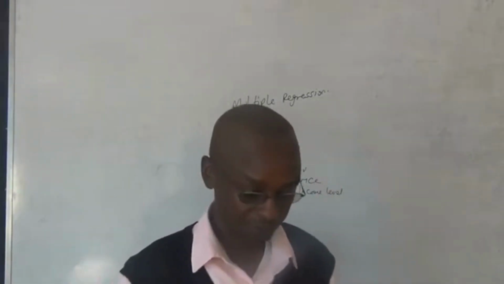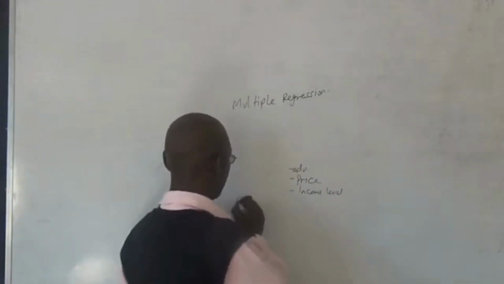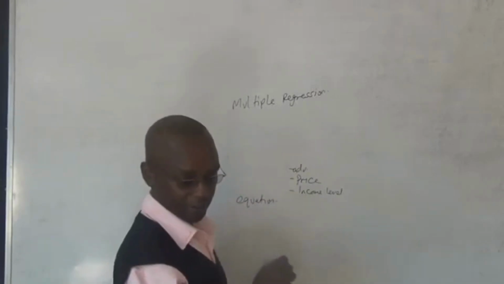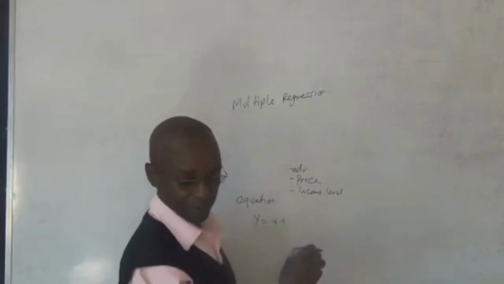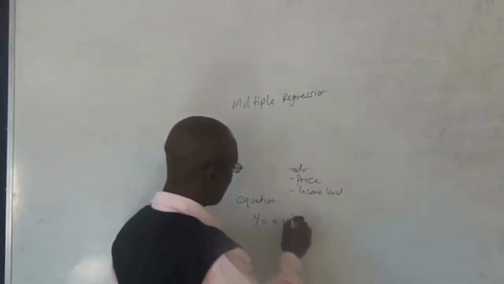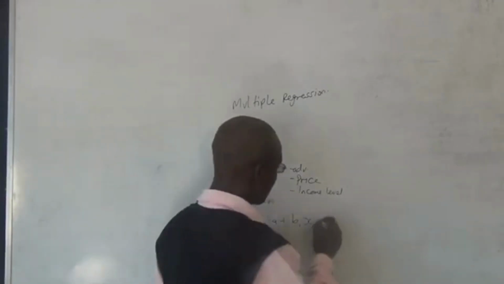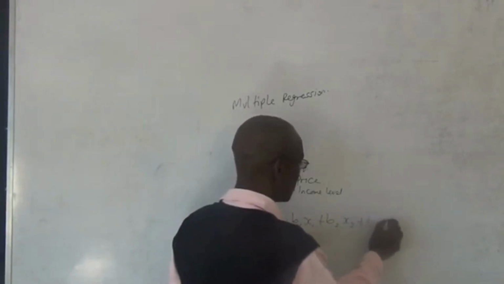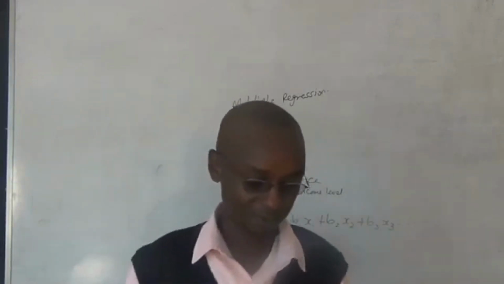So the equation of a multiple regression, equation yake iko hivi. Y is A plus B1 x1 plus B2 x2 plus B3 x3 kuendelea.